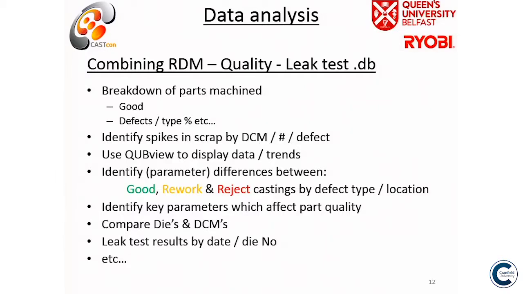So we've got all this information. We've got our RDM database, we've got our quality database. We want to be able to link them all together, including the leak test database, so we can actually see which process parameters make the good parts, which process parameters make the bad parts, so we can try to identify correlations between certain process parameters. So we use a bit of software to display data and trends.